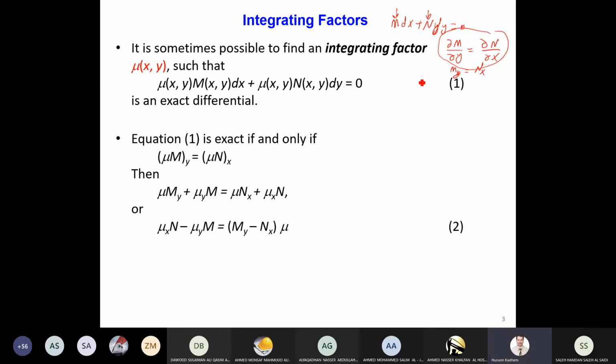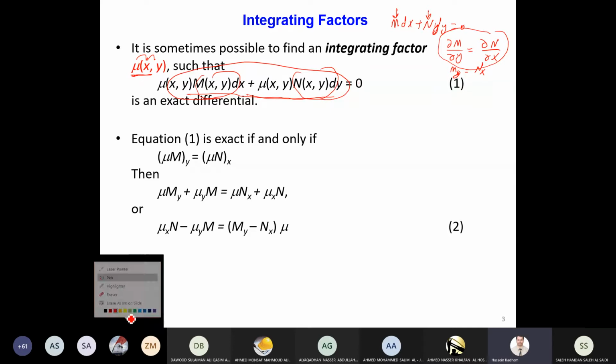So what should we do? We can look for a function, or factor, let me call it mu, where mu is a function of x and y. If I multiply the equation M dx plus N dy equals 0 by this factor, the right side will still be 0, but the new equation will be exact. It means the new M will be this part, and the new N will be this part.